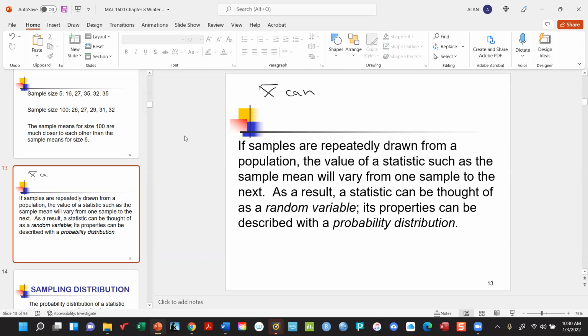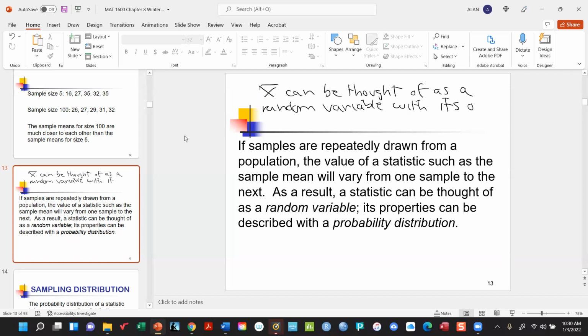can be thought of, although it's a constant for a single sample, as we keep repeating this process of sampling and create a series of X bars, the X bars can be thought of as a random variable with its own unique probability distribution.